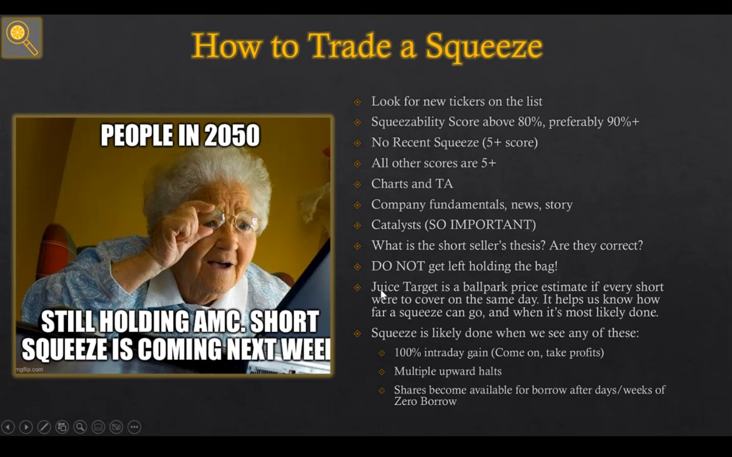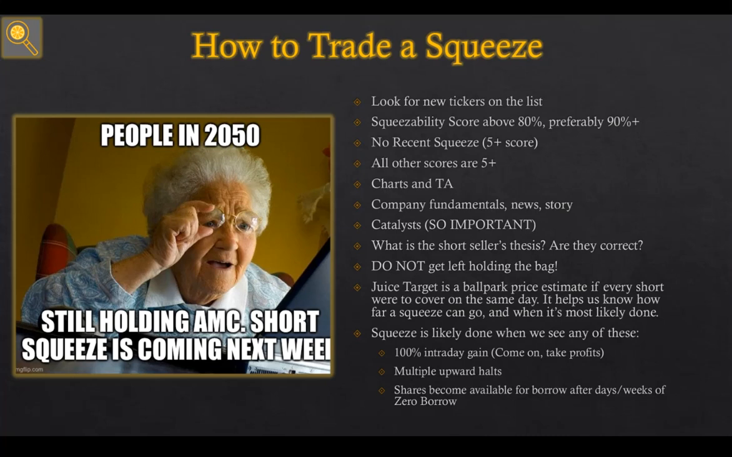I've got a new feature called the Juice Target, which I've had a juice score around for a while, but I recently converted it to an actual price target. And that's really a game changer because, at least based on the math, we kind of know theoretically what's the price where the squeeze should be about done. And that helps us not become bag holders, right?